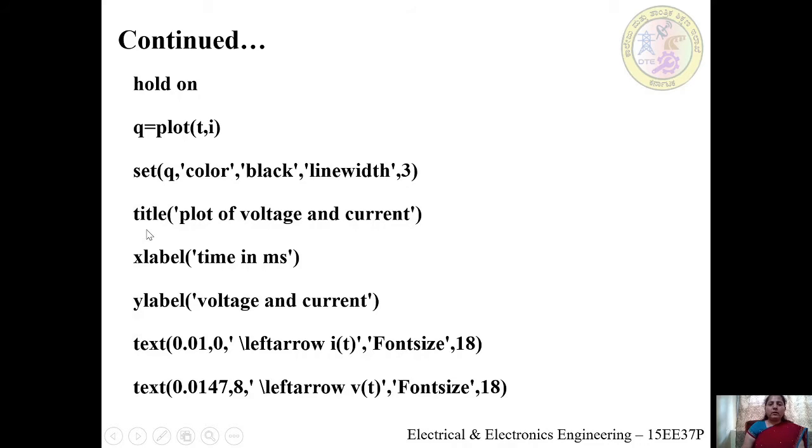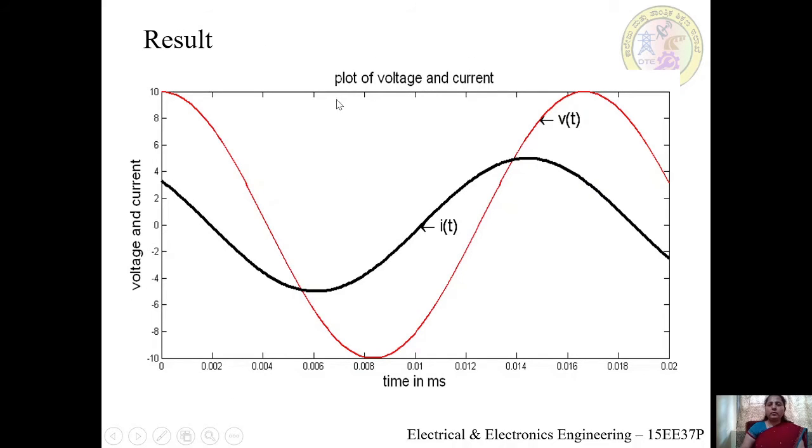Then I need to put some title for the graph, so I am using the title command. I am saying the title as plot of voltage and current, because I am going to show both waveforms, voltage and current. So it's going to be displayed like this. On top of the graph you'll be seeing this title, plot of voltage and current.